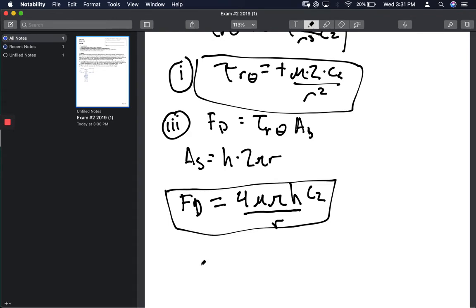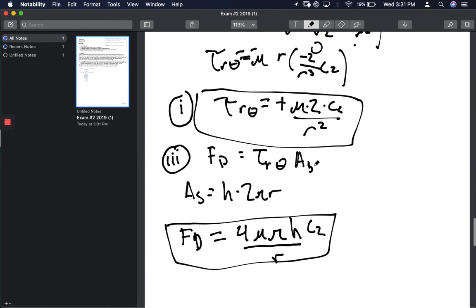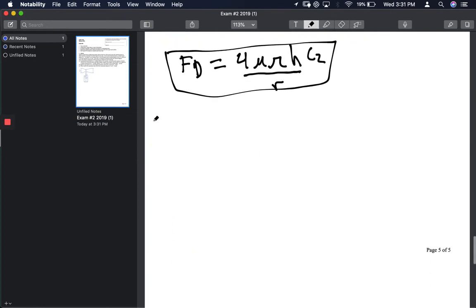So if we go back up to here, we found our boundary conditions earlier, stating that when r is equal to r2, the velocity at this edge is going to be equal to negative omega 2, and same thing at the inner. So what we're going to do is essentially take that and plug those into our v theta. So now we go back to solving for constants. And to remind us, this is our v theta right here: r over 2 C1 plus C2 over r.